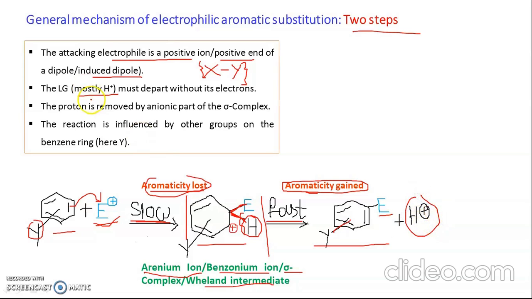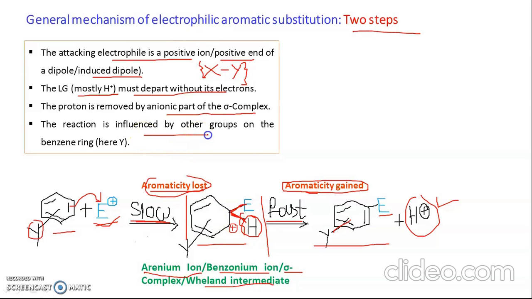Okay. So Lg is mostly H+, it must depart without its electron. That is why it is a proton, H+. And the proton is removed by the anionic part of the sigma complex. Though here the anionic part is not mentioned, when we discuss actual examples, you will understand that there is an anionic part. That anionic part will capture this proton, which will help to deprotonate and to regenerate the aromaticity.